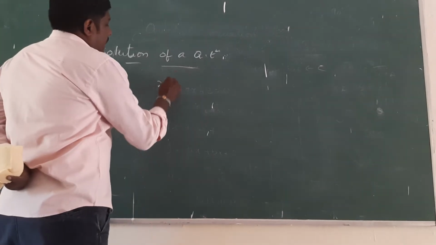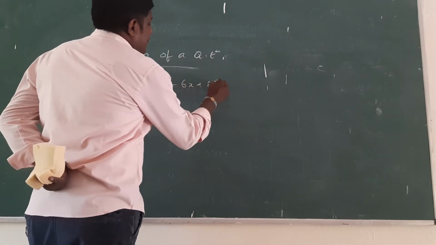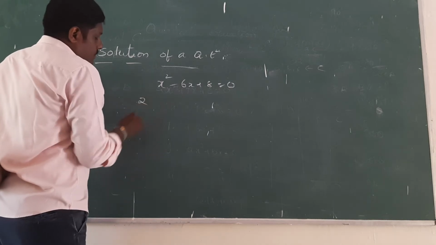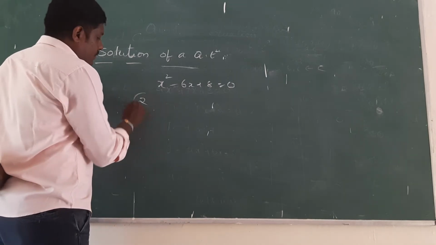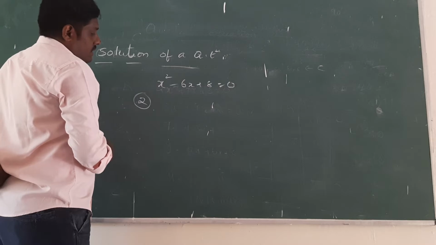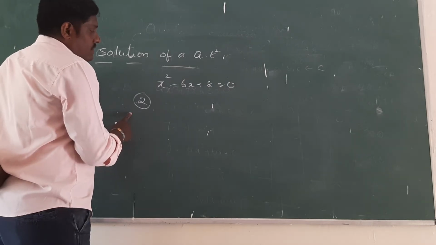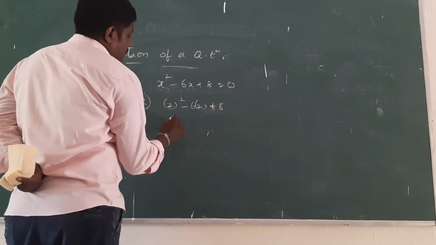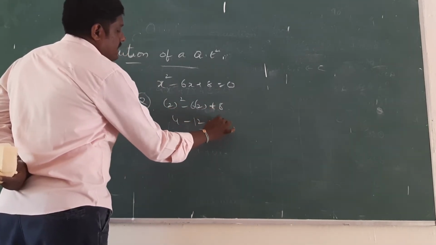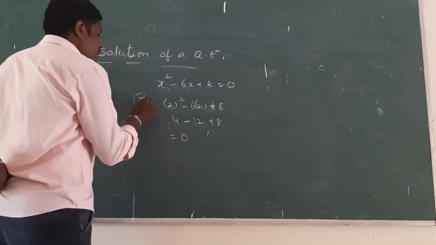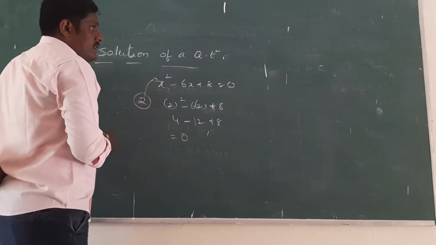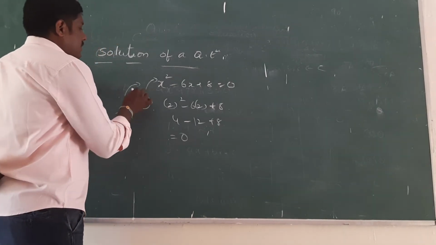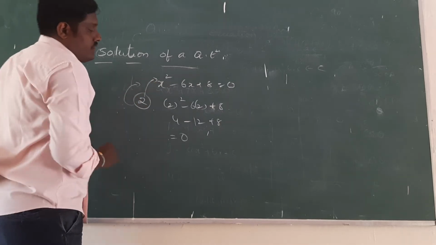Suppose x square minus 6x plus 8 equal to 0 is a quadratic equation. Let us take one real number, 2. Is this 2 satisfied or not? We have to check this one. 2 square minus 6 into 2 plus 8. 2 square is 4, minus 12 plus 8. It is equal to 0. So 2 satisfies the given equation. That's why 2 is called a solution or root of this quadratic equation.